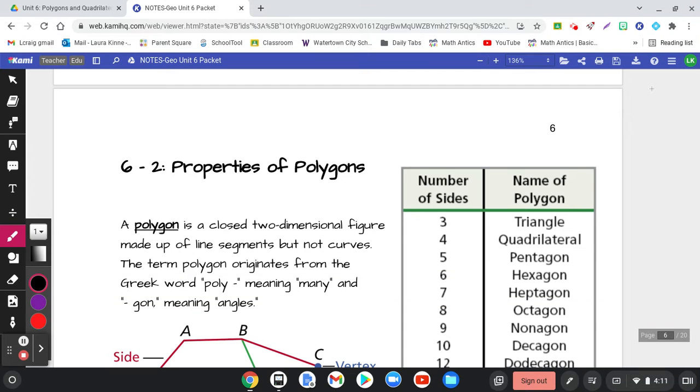All right, guys, now we are actually going to start the Unit 6 material. We're going to start talking about polygons. You'll see a lot of different terms, some of which you've seen before, some you haven't, but that's okay.